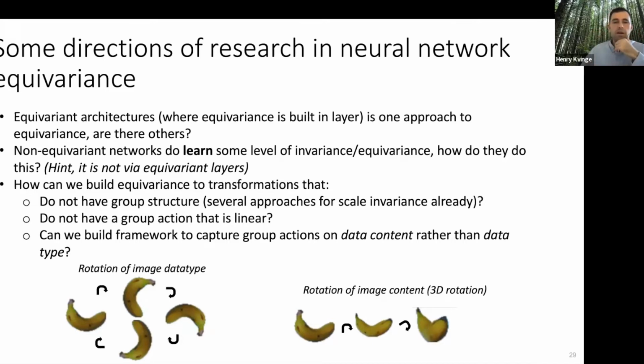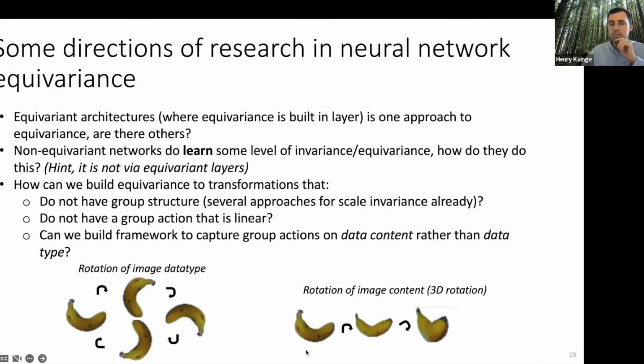So in this bottom picture of the bananas, I talked about rotation a lot. Rotation is something you can do to any image. It's really something you're doing to the data type. There are, of course, other symmetries that are symmetries of the content of the images.